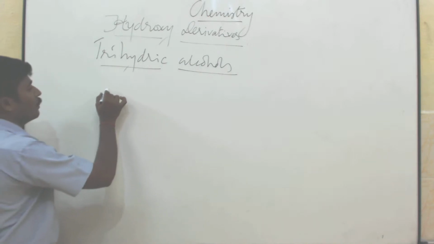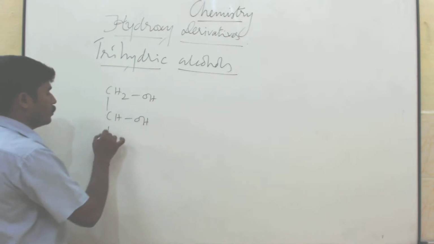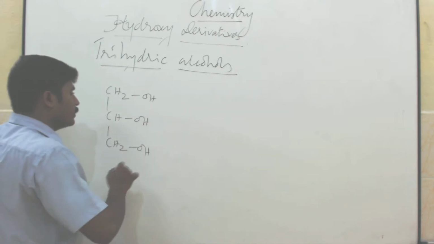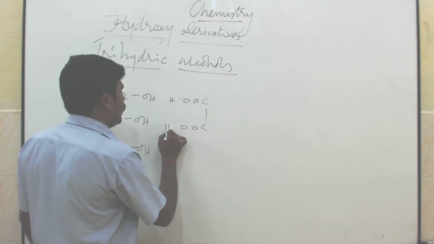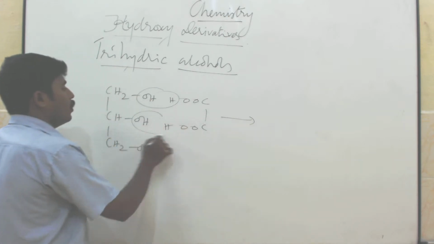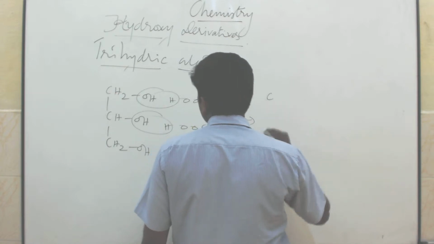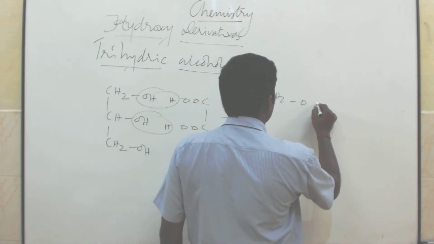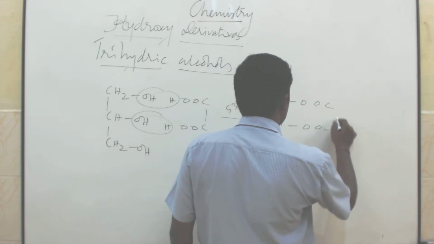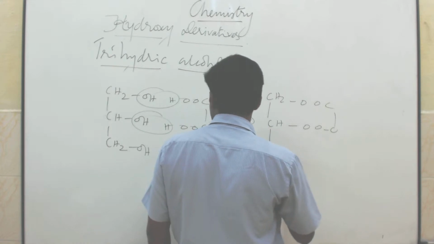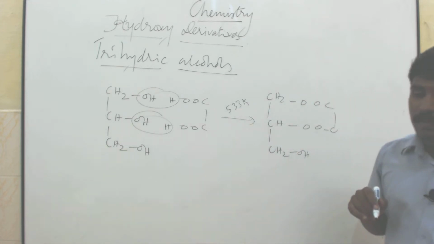Here, glycerol, so CH2OH, CHOH, CH2OH, oxalic acid means COOH bond COOH, followed by removal of water molecule. What is the remaining? 533 Kelvin, CH2OOC, CHOOC. Here is CH2OH. That is an unstable compound. Okay, that is the unstable compound.